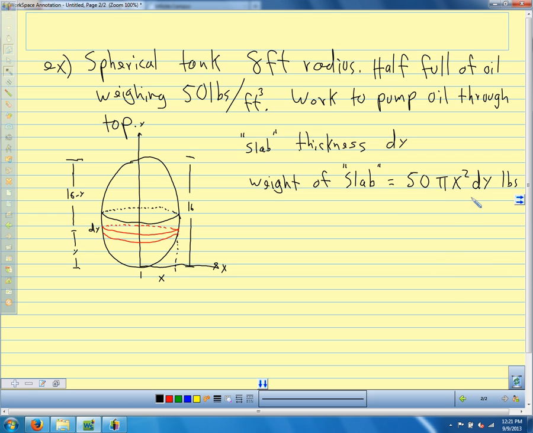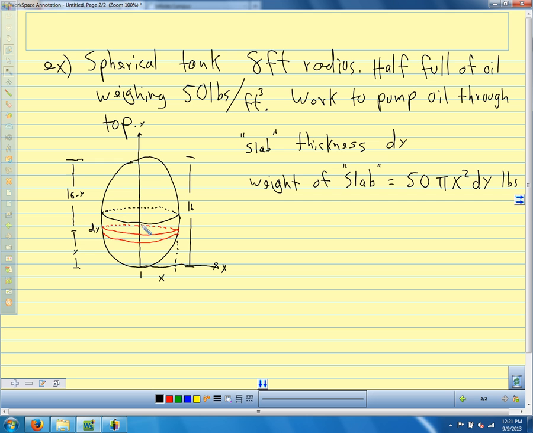So pi x squared is the area of the circle, times the thickness gives us the volume of that slab, times its density gives us the weight of the slab. So we need to come up with a method of expressing the radius, this x that varies as we pump this oil. We need to find x in terms of y.